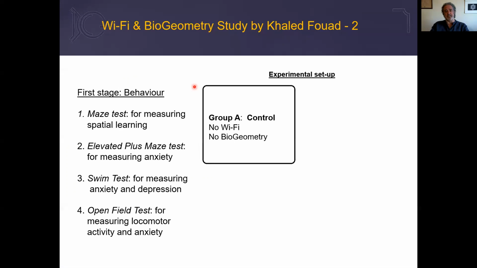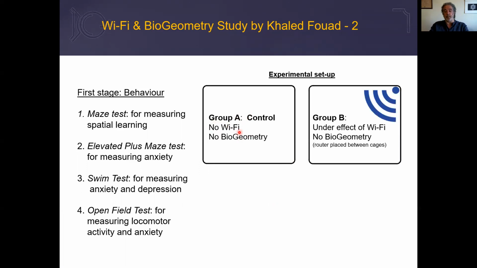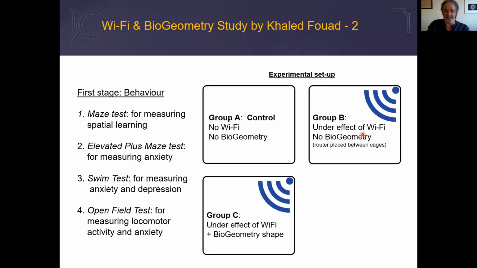And this was the experimental setup. One group was the control that you will have in any well-done experiment. The control, therefore, was a group of laboratory mice not exposed to Wi-Fi and no biogeometry involved, okay? And the second group was mice which were exposed to Wi-Fi. As you will see in a picture, they had the router placed between cages, but these only had the Wi-Fi, they did not have any biogeometry. They were the worst off, they didn't have anything to help them.